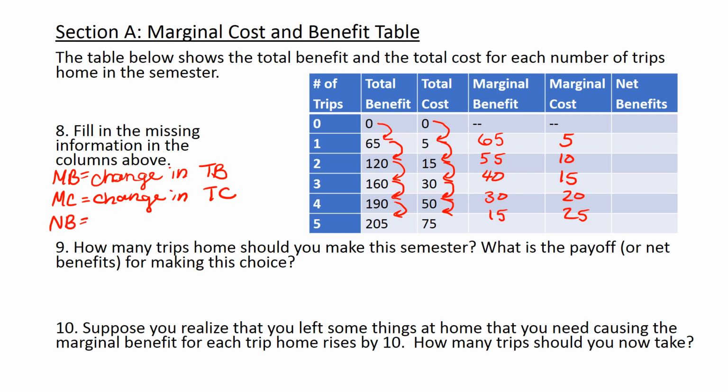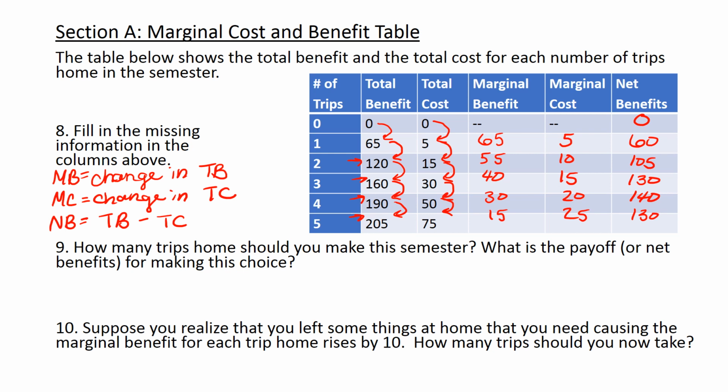And then our last column is our net benefits, which is the difference between all of our benefits and all of our costs. So for the first one, we have 0 minus 0, which is 0. For the next one, we have 65 minus 5, which is 60. For the second one, we have 120 minus 15, which is 105. For the third trip, we have 160 minus 30, which is 130. The fourth trip is 190 minus 50, which is 140. And the last trip, 205 minus 75, which is 130.